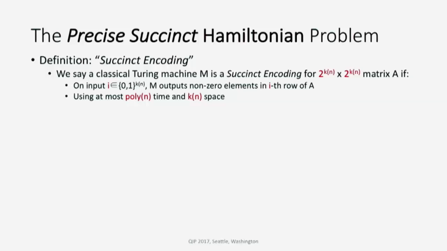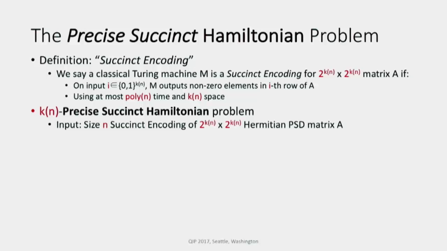So these succinct encodings don't exist for every matrix. For example, if k is a polynomial, and so the dimension of this matrix is 2^poly by 2^poly, in general, having a succinct encoding will amount to a sparsity condition, that there are at most a polynomial number of non-zero elements in each row of the matrix A. So now let me tell you formally about this k(n) precise succinct Hamiltonian problem. We're going to give as input a succinct encoding of a 2^k by 2^k Hermitian matrix A. And we're going to be promised that the minimum eigenvalue is either greater than A or less than B.